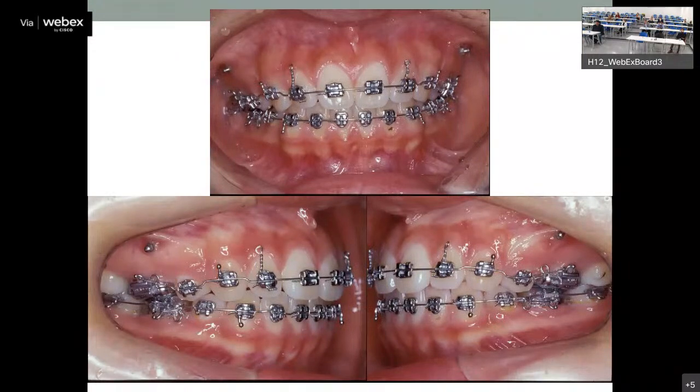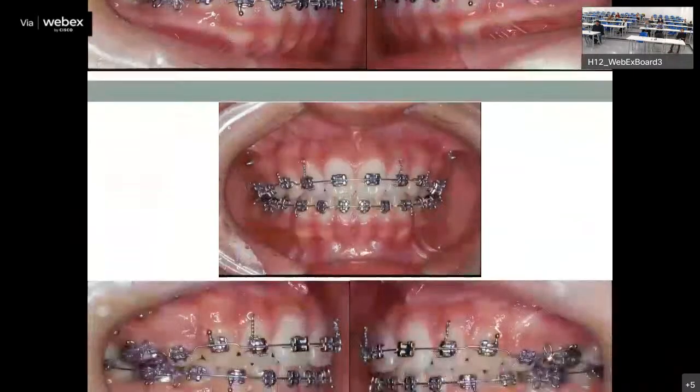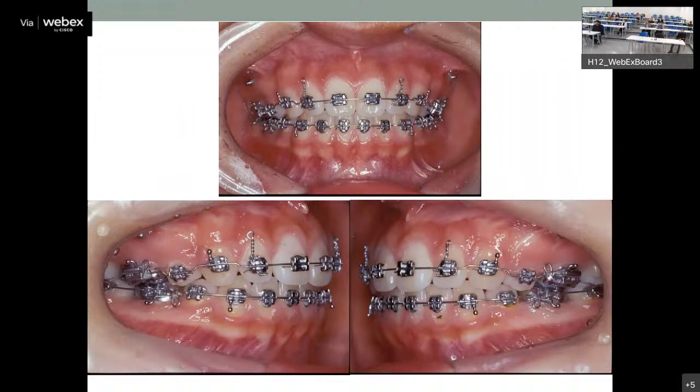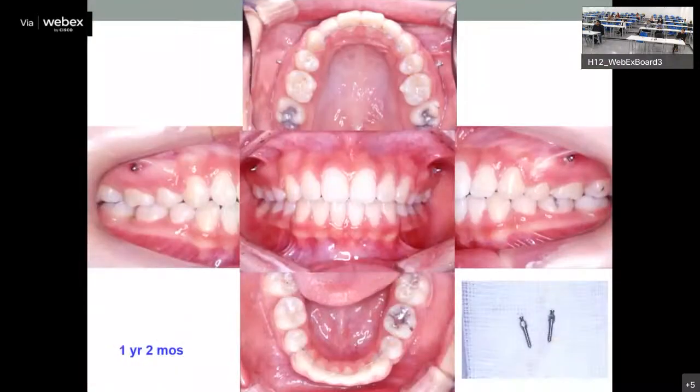This is the finishing stage where you finish your case, and eventually the molar relationship, class 1 canine, class 1, overjet is normal. The inclination and angulation of the upper incisors and lower incisors look normal. And this is the final at the debond stage, when we also took our microscrews out. It took around 14 months to achieve this result.